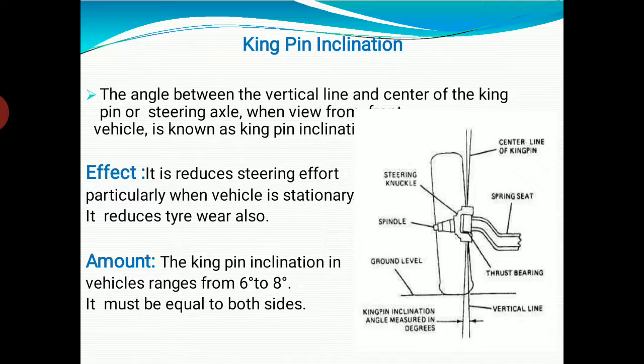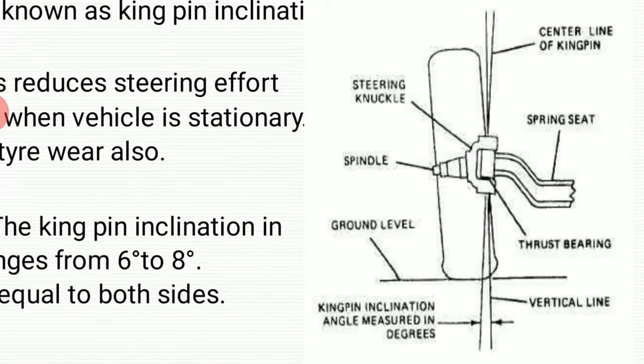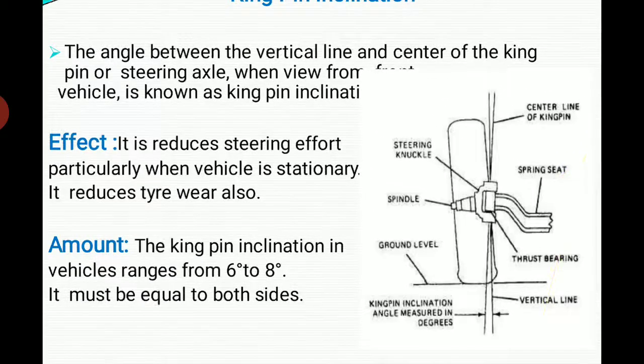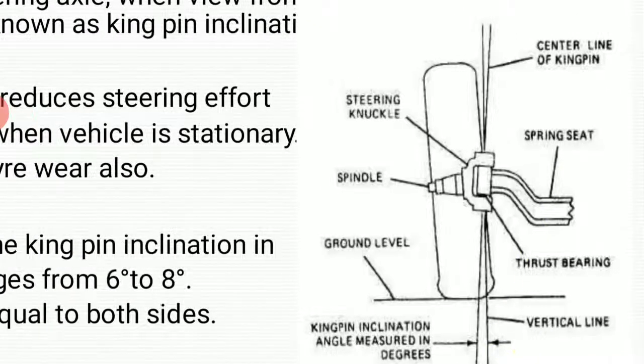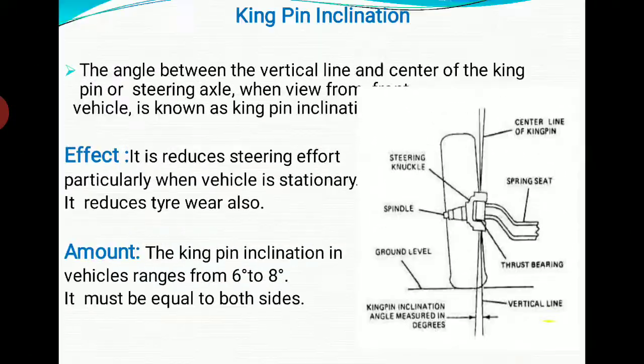So kingpin inclination, the angle between the vertical, you can see here. The angle between the vertical and the center of the kingpin or steering axle, when viewed from the front of the vehicle, is known as kingpin inclination. You can see here, otherwise it is called kingpin inclination. The angle is called the kingpin angle, measured in degrees. So you can understand. The effect is reducing the steering effort, particularly when the vehicle is stationary. It reduces tire wear also. The kingpin inclination in vehicles ranges from 6 degrees to 8 degrees.